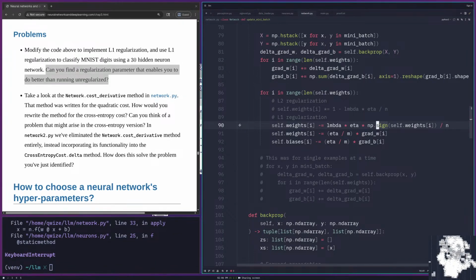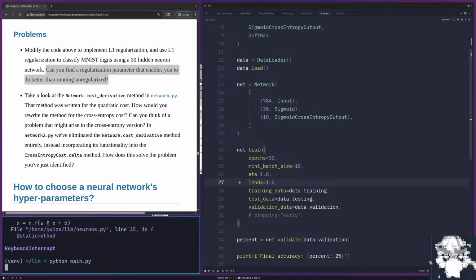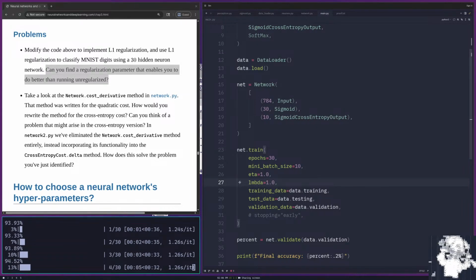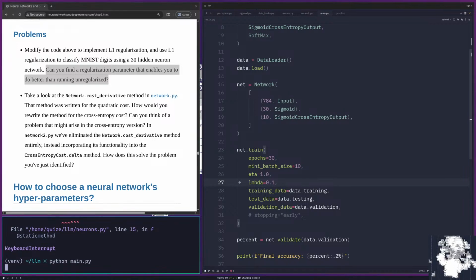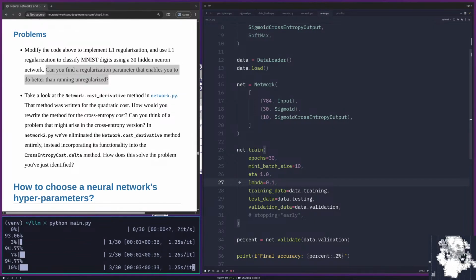That does not work as well. I guess we would have to change lambda. Does a smaller lambda work better? Kinda. Does a really small lambda work better? Kinda.